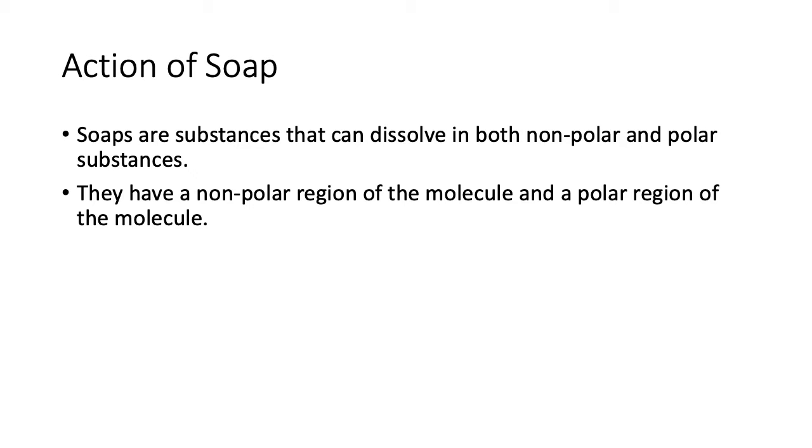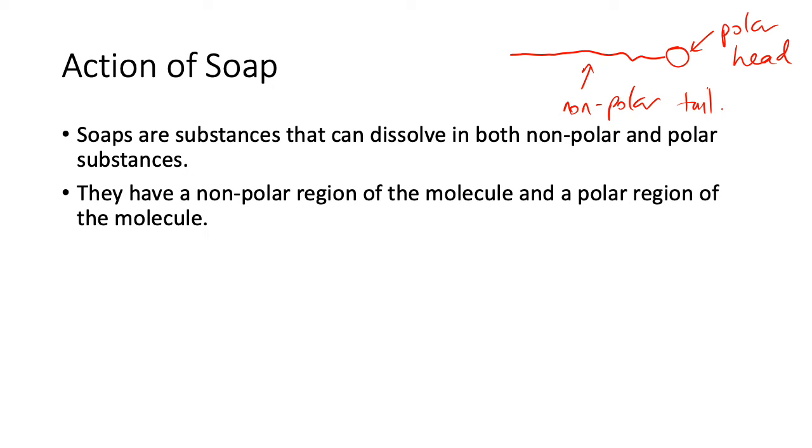Okay, and so we draw this generally like this, where there's a polar head and a non-polar tail. What do you think the non-polar tail is made up of? It's a really long carbon chain. Okay, CH2, CH2, so on and so forth, all the way down there. And the polar head is, in general for soaps, made up of a carboxylate ion.